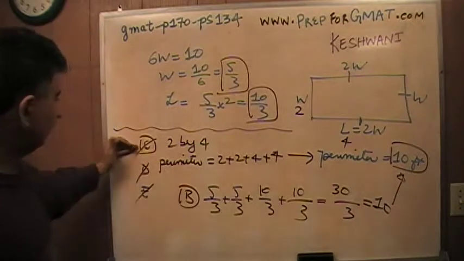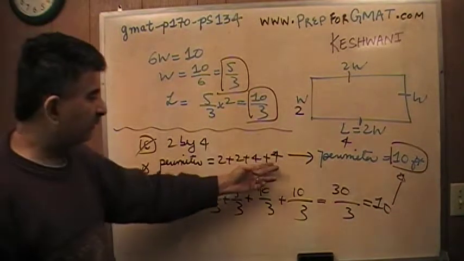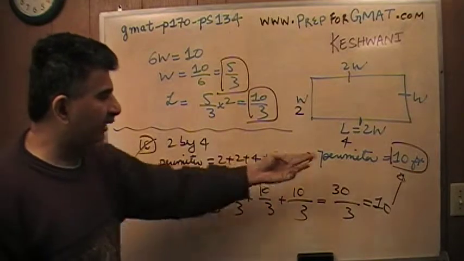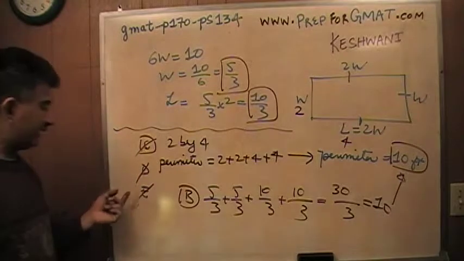So when I tried C, which says 2 by 4, the perimeter is 2 plus 2 plus 4 plus 4. It's too much. It's 12. I need a perimeter of 10. That tells me that C is too large. That also tells me that D is too large and E is too large.